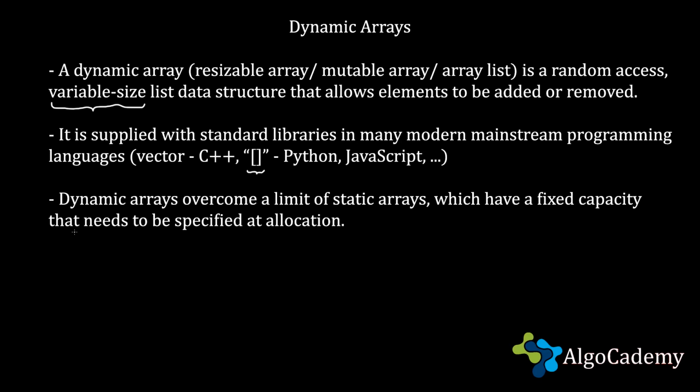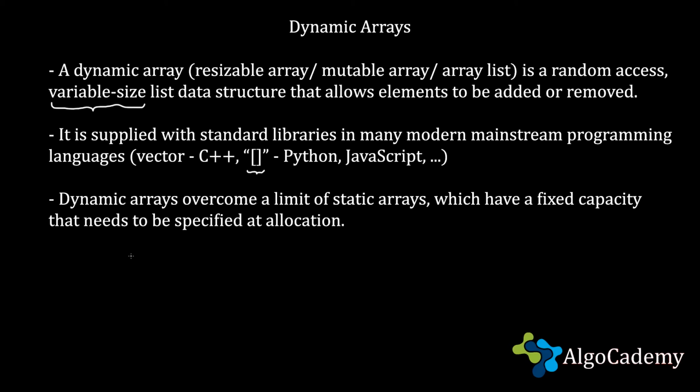And the third point here is that dynamic arrays overcome a limit of static arrays, which have a fixed capacity that needs to be specified at allocation. This is what I told you earlier, and this is the main purpose that we are going to use dynamic arrays over static arrays in a lot of problems, because the number of objects that are going to be stored in an array might be unknown in a lot of cases. And of course, we don't want to allocate a static array which has a size equal to the upper bound of those objects, and that upper bound could be so huge, right? But don't worry, we are going to talk about this in a minute.